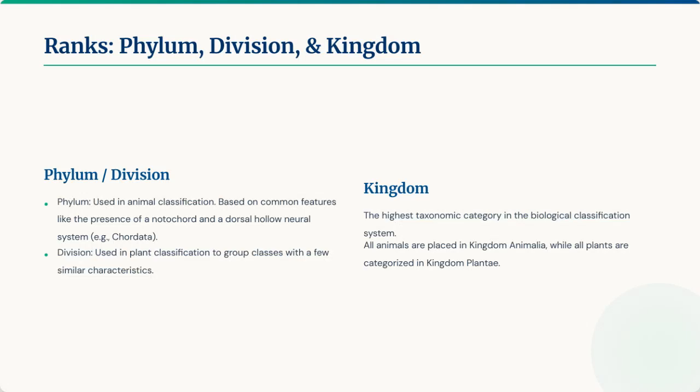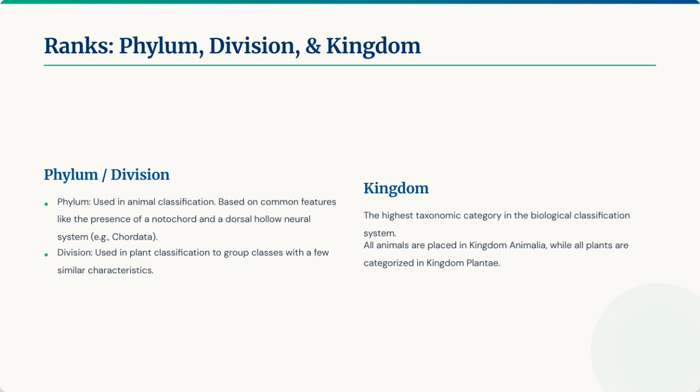When we talk about biological classification, the highest category we use is the kingdom. This is the broadest level and includes all animals under kingdom Animalia and all plants under kingdom Plantae. Moving down a level, we have phylum, which is used mainly for classifying animals. Phyla are grouped based on shared characteristics, such as having a notochord or a dorsal hollow nerve cord, which you see in the phylum Chordata.